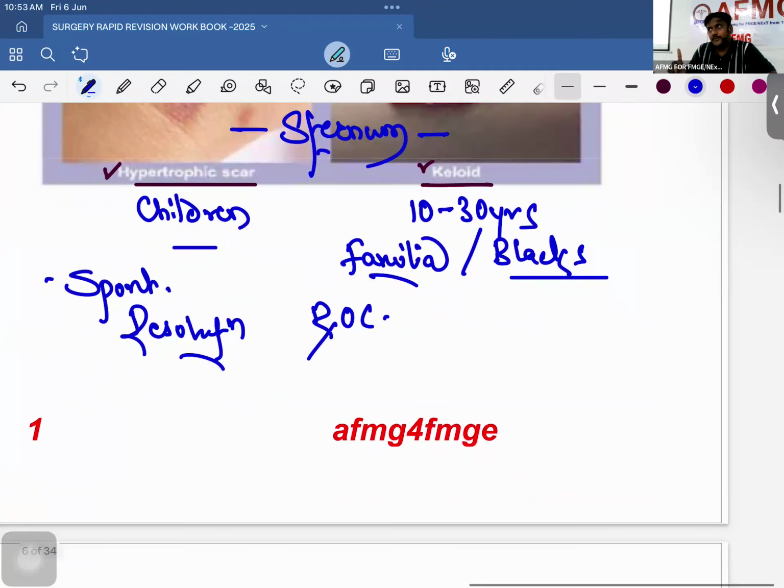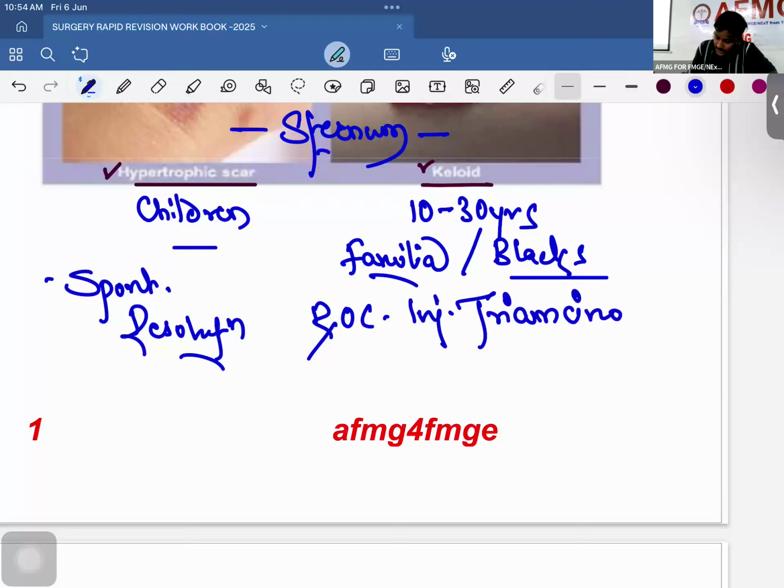The treatment of choice for keloid scar is a tricot injection, that is an intrakeloidal injection of a long-acting steroid known as triamcinolone. तीन जगह पे मैंने triamcinolone बताया सर्जरी में तुम लोगों को. First, it is treatment of choice for keloid scar, where we give an intrakeloidal triamcinolone injection at every 3 weeks.